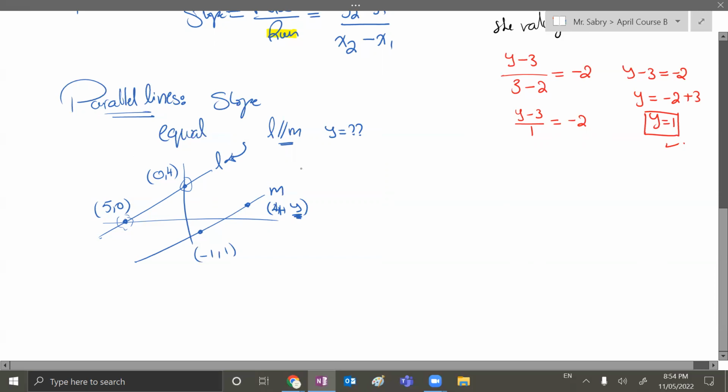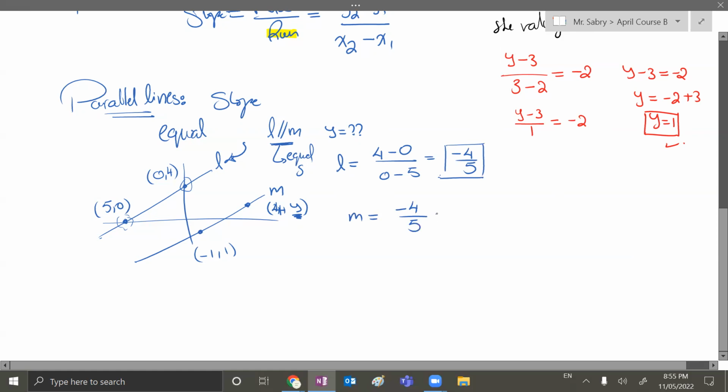So I'll calculate the slope of line L. I'll apply rise over run to get the slope of line L, which means I'll do 4 minus 0 over 0 minus 5. That should get me -4 over 5. This is apparently the slope of line L. And since they said that line L and M are parallel, this means they have equal slopes, which means that line M as well has a slope of -4 over 5.